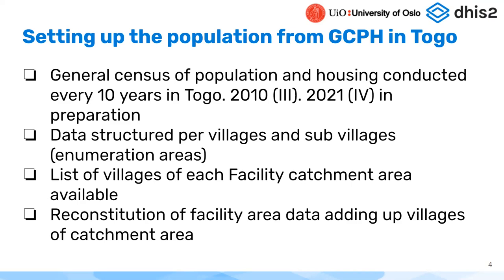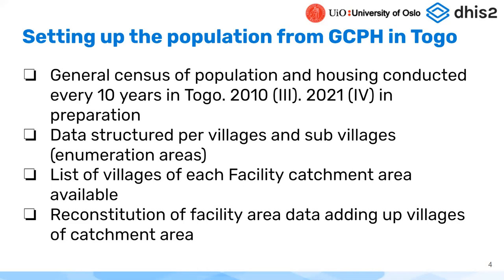So in that GCPH, the data is structured per villages and sometimes per sub-villages, which we call enumeration areas. So we have the head counts per villages and per sub-villages. And then at the health facility level, each health facility has a list of its catchment villages. So we can easily reconstitute facility data, adding up the villages of catchment areas that are in that facility list.